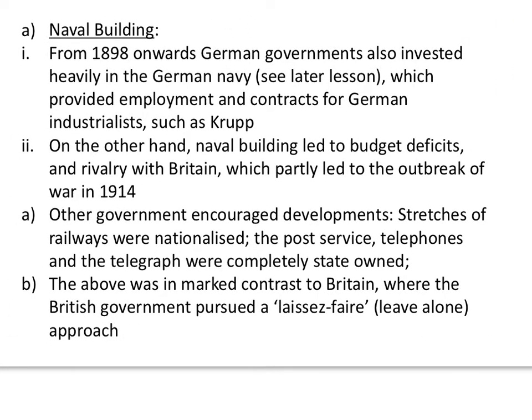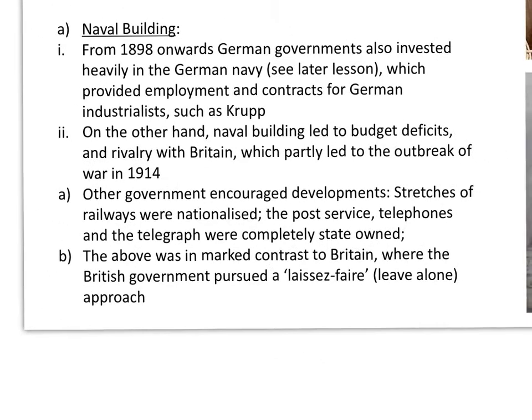Okay. Other government encouraged developments. Railways, stretches of railways were brought under direct government ownership. That's what we call nationalisation. And other services like the postal service, the telephones and the telegraph were completely owned by the government. There was no private ownership of any of those. So that again is examples of government intervention. And there's that sort of key point. That was all in marked contrast to Britain, where the British government pursued a laissez-faire approach.